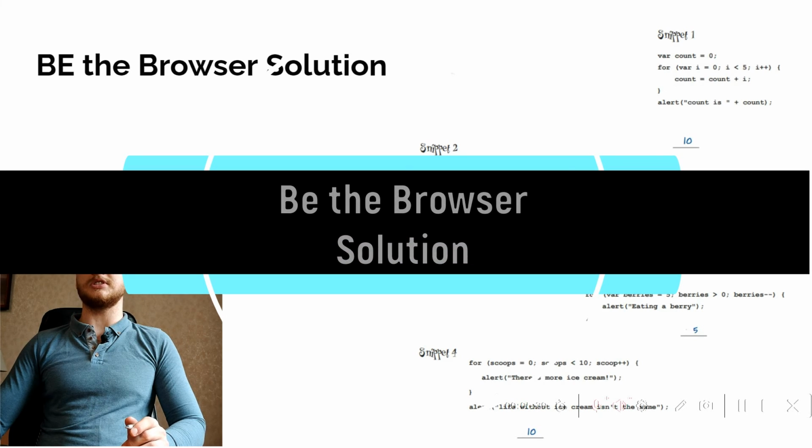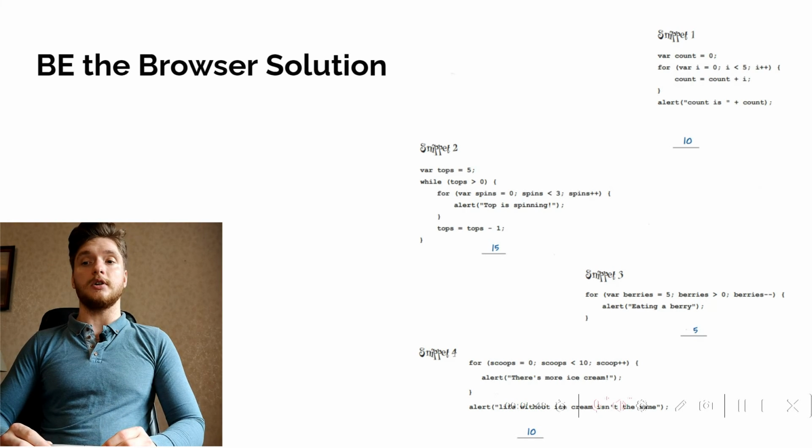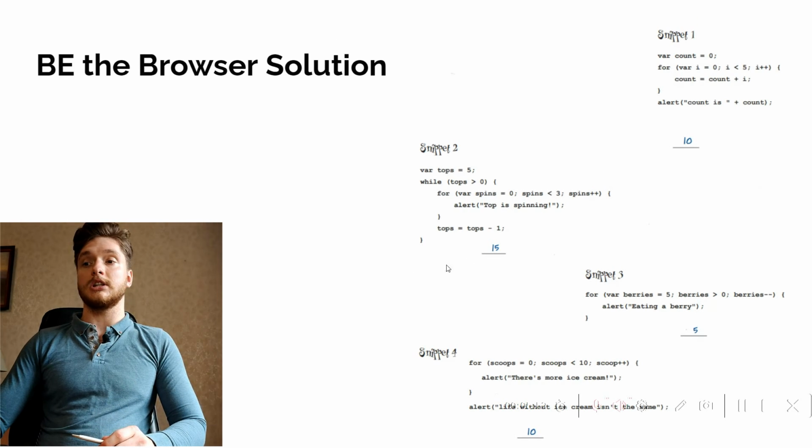Be the browser solution. Each of these JavaScript snippets on this page is a separate piece of code. Your job is to play browser and evaluate each snippet of code and answer the question about the result, writing your answer below the code. What count does the alert show?